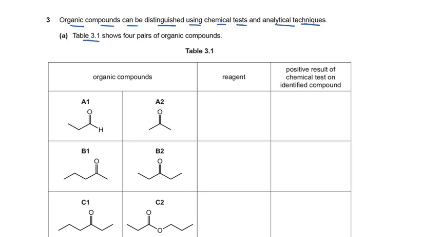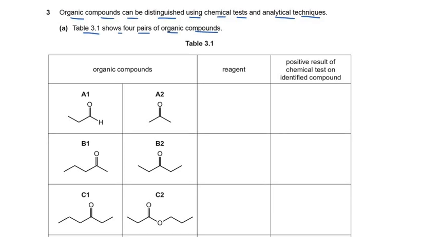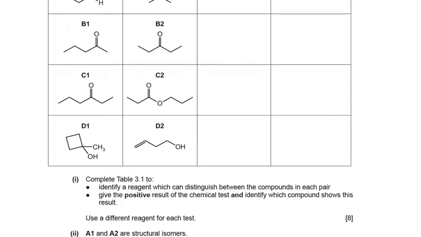Table 3.1 shows 4 pairs of organic compounds, and what we are supposed to do here is, let's see the below part of this question, where it says: complete Table 3.1 to identify a reagent which can distinguish between the compounds in each pair, give the positive result of the chemical test, and identify which compound shows this result. So let's go ahead with the compounds and the tests.